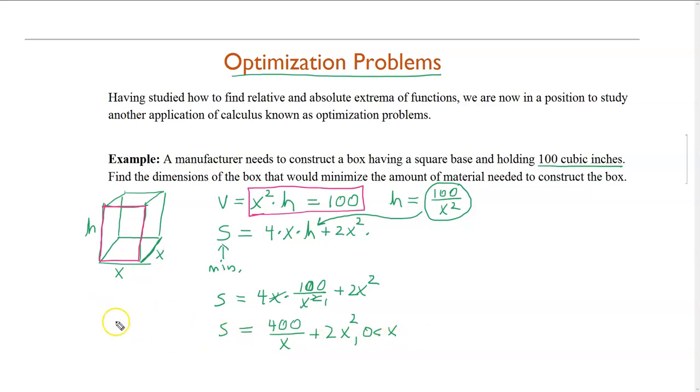Now what we want to do is we want to minimize S over this domain. Now our function S is going to look something like this. And so what we want to do is we want to find where S has a minimum. Well, how do we find where a function has a minimum? Well, that's going to be where its derivative is equal to 0.